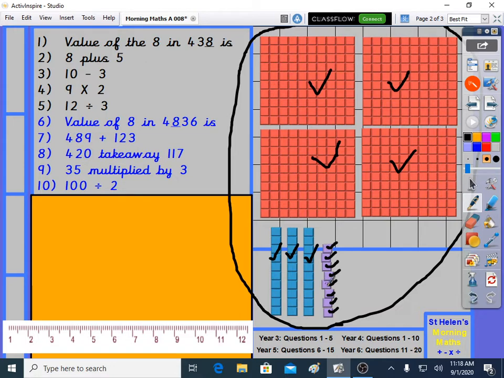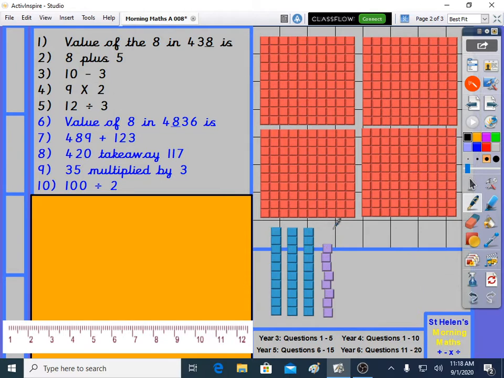You can see 8 units is not quite as big as 110. Even 8 units doesn't reach 110. You need 10 units to have as much as 110. Anyway, there's a picture of the 438. Let's write 438. This is question 1. 438. Value of the 8.